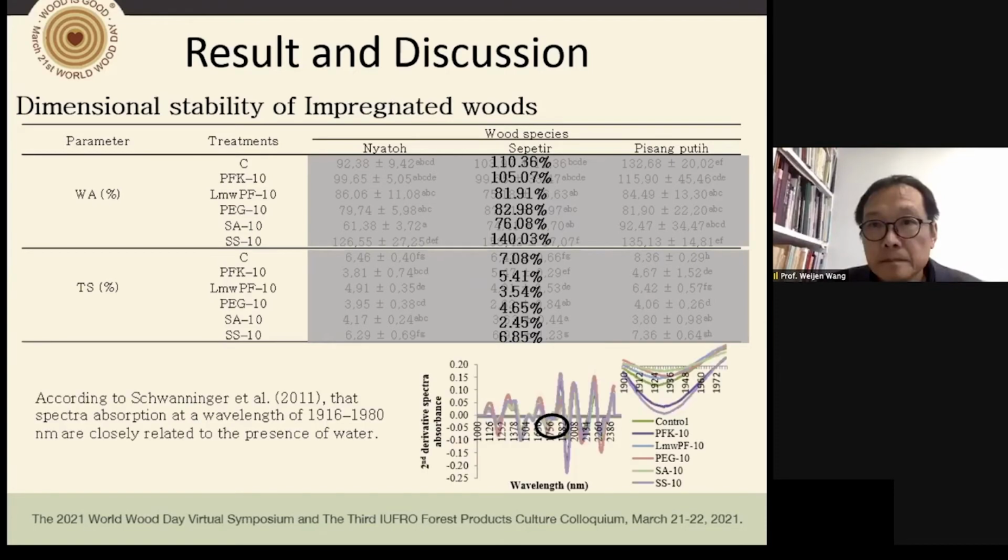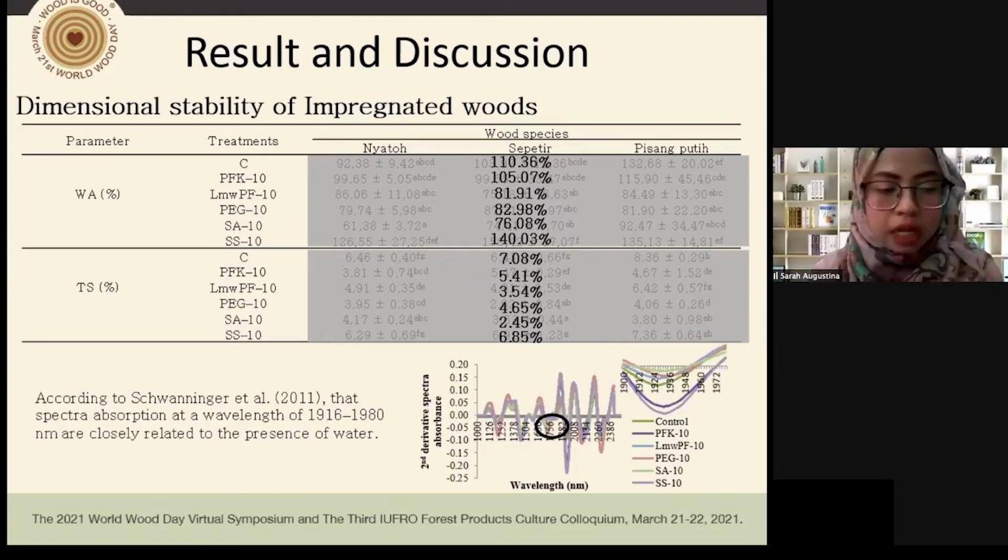This phenomenon was also supported by NIR results. It can be seen that SA, PEG, and low molecular weight phenol formaldehyde impregnated wood had a lower spectra absorption than untreated. This could be due to lower moisture content in impregnated wood.